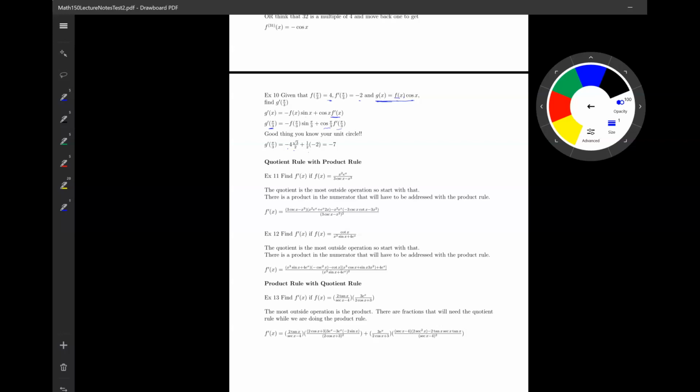So put these together, and that is not negative 7. Oops, so what do I get? So from here, I get negative 2 root 3 minus a 1. All right, let's stop there.